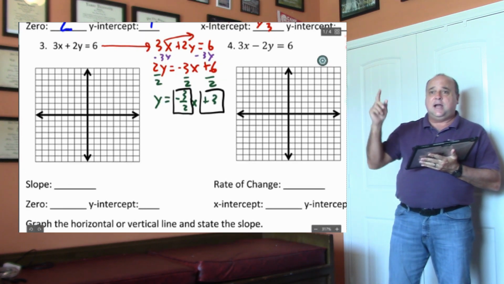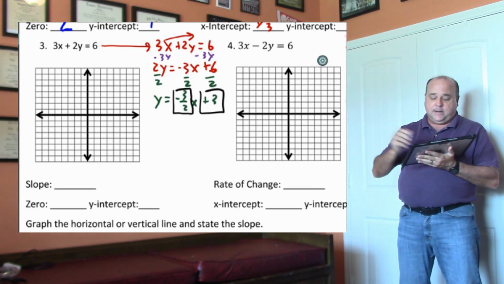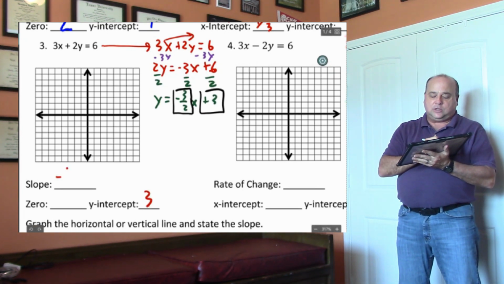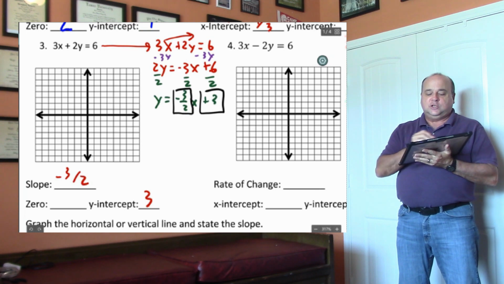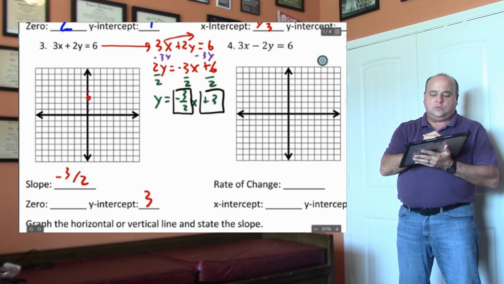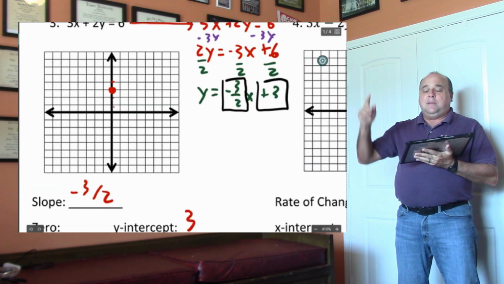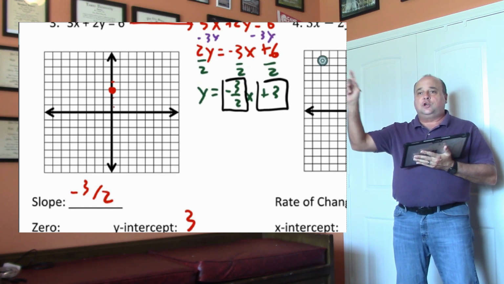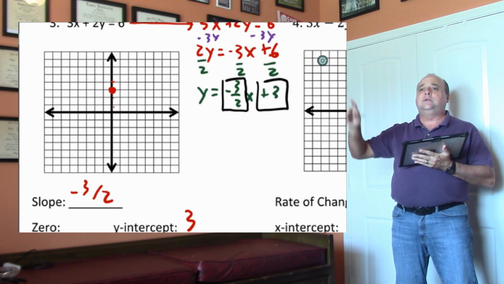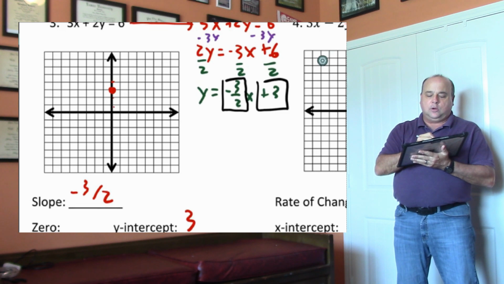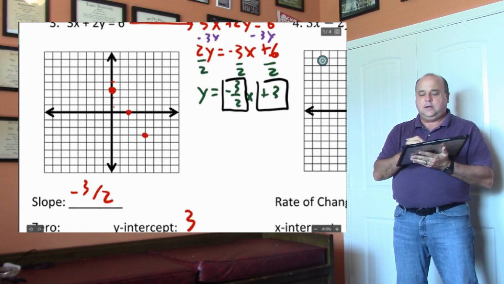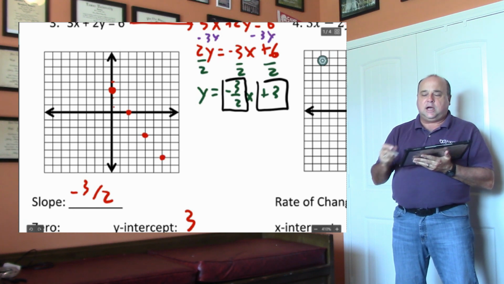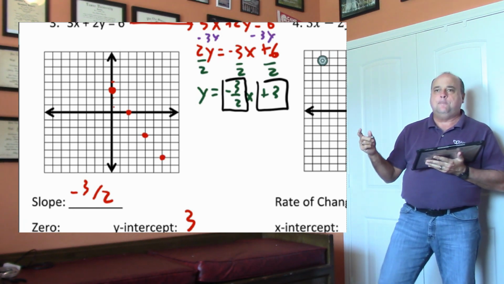So to graph this line, we're going to start with the y-intercept, right? The y-intercept's 3, and my slope's negative 3 over 2. So I'm going to put a dot at the 3, 1, 2, 3. Now then, my slope tells me negative 3 over 2. That means down 3, right 2. So I'm going to go down 3, right 2, draw a dot. Go down 3, right 2, draw a dot. Go down 3, right 2, draw a dot. And if I do it again, I'll be off the graph.